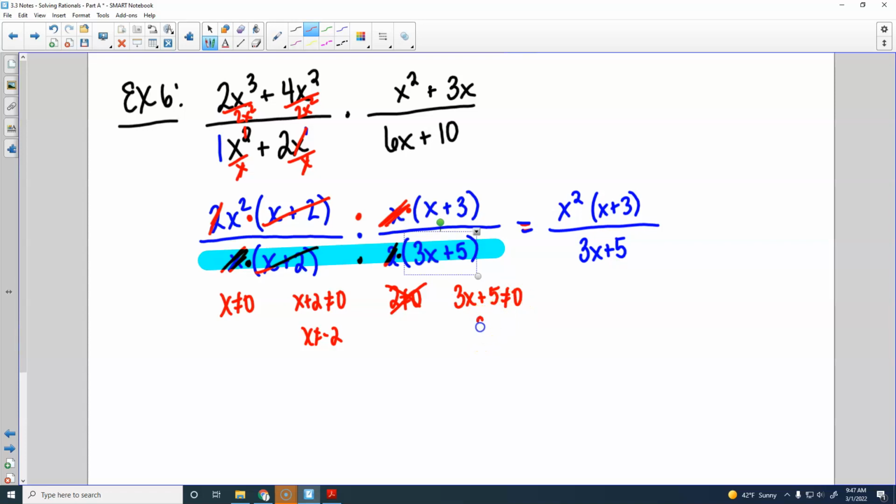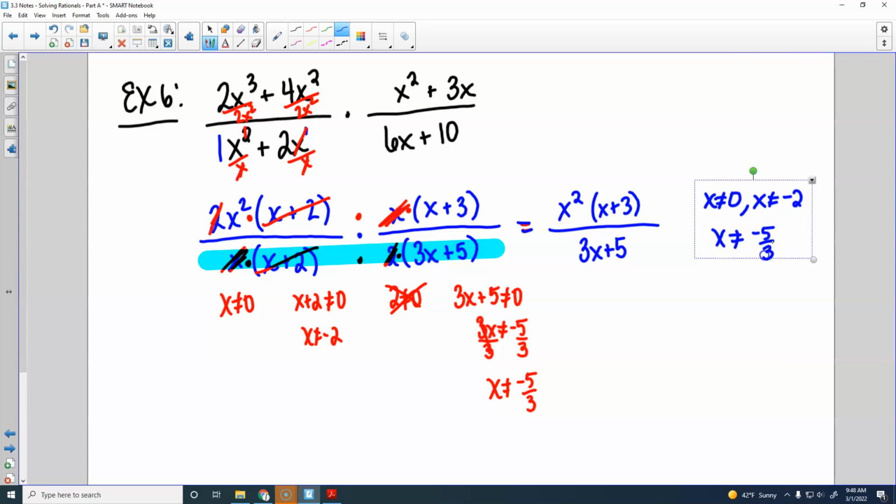If I move that 5 over, I'll have a negative 5. And if I divide by 3, x cannot equal negative 5/3. So excluded values for this would be x cannot equal 0, x cannot equal negative 2, and x cannot equal negative 5/3.